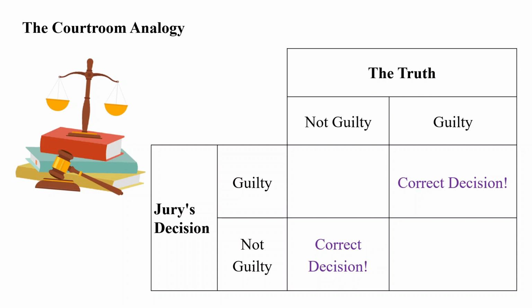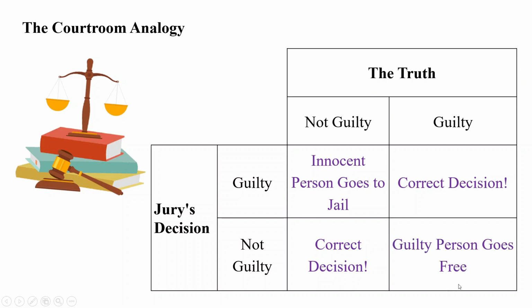However, there are two possible mistakes that could be made in the courtroom. If the truth is you are not guilty, but the jury decides you are guilty, what happens? Well, that's an error, and an innocent person is going to end up going to jail. If you are not guilty, but the jury decides you are. So that's one mistake. The other mistake would be if the truth is you are guilty, but the jury decides you are not guilty. What happens there? Well, a guilty person ends up going free.